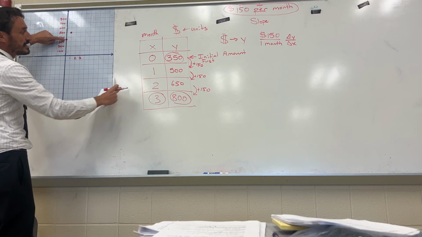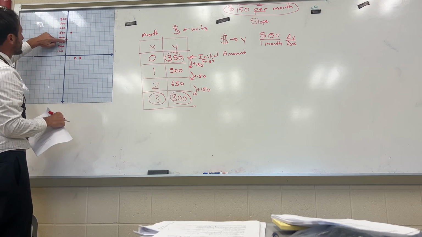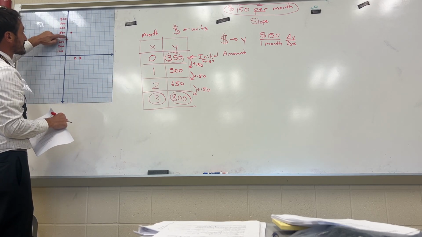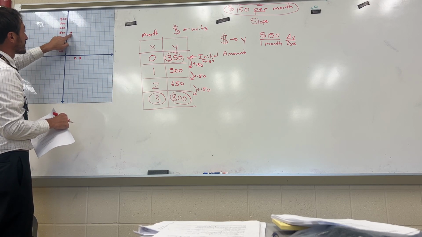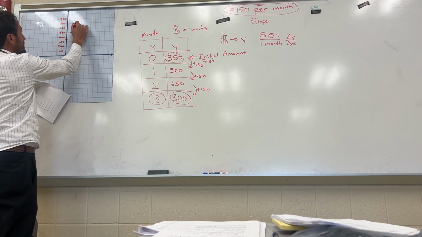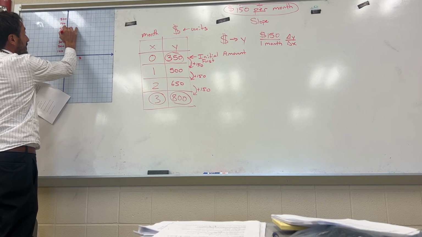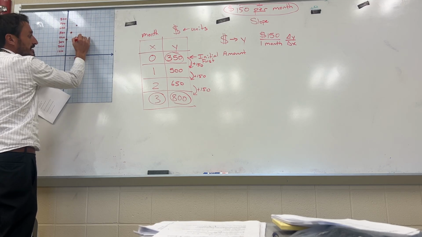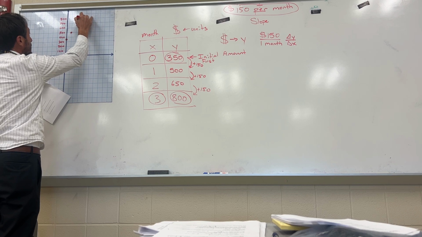Notice with the 350, we put this point halfway between 300 and 400, so it does not lie on a corner point. 1, 500 lies on a corner point. 2, 650 is going to be right 2 up 650, but we don't have a 650 in our scale. We have 600 and we have 700, so 650 is going to lie in the middle, and then 3, 800 is going to be up here.